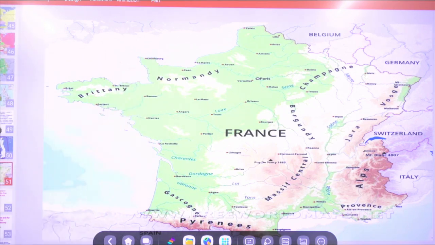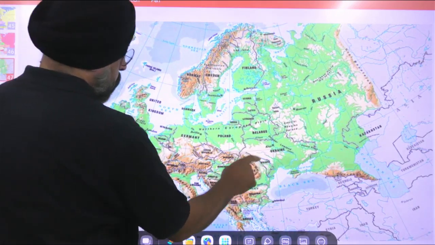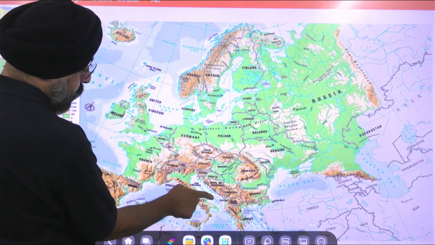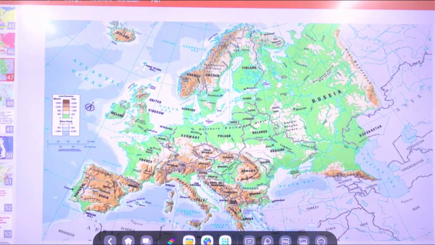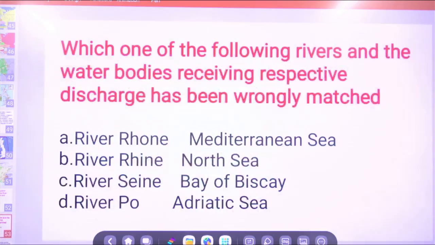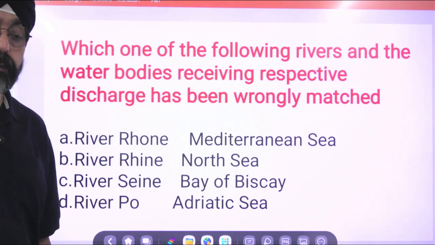And here, this is the river Po going into the Adriatic Sea. Again, let's come back to the question over there. Which one is wrongly matched? This is the river Seine. It goes into the English Channel. It does not go into the Bay of Biscay.